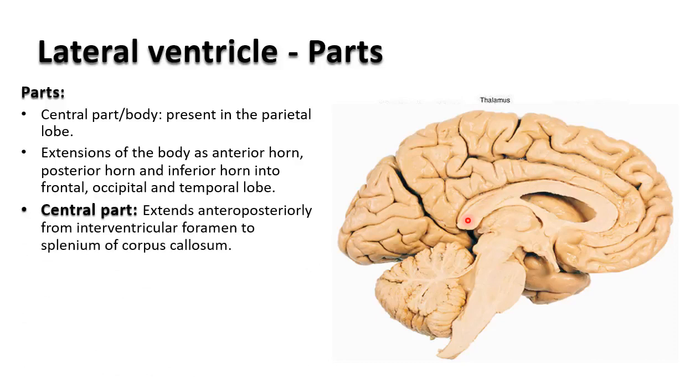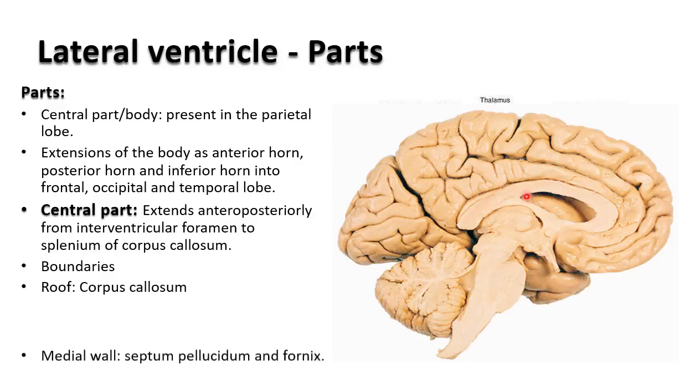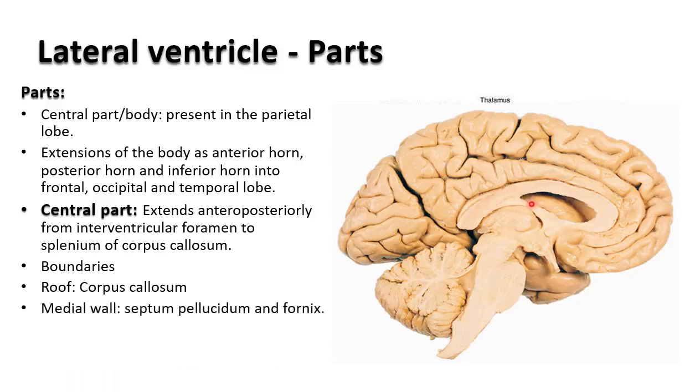So what are the boundaries of this central part? Mainly, the roof is formed by the corpus callosum. So mainly the body of the corpus callosum forms the roof. Here you are able to see the roof, and then the medial wall is actually formed by the septum pellucidum, which has been removed.